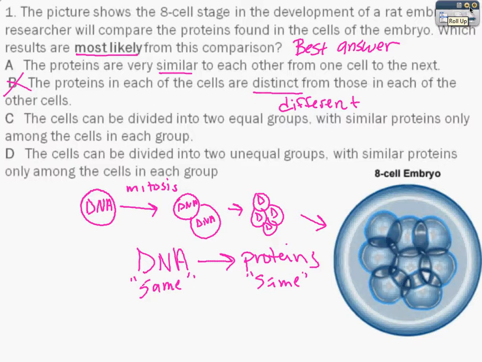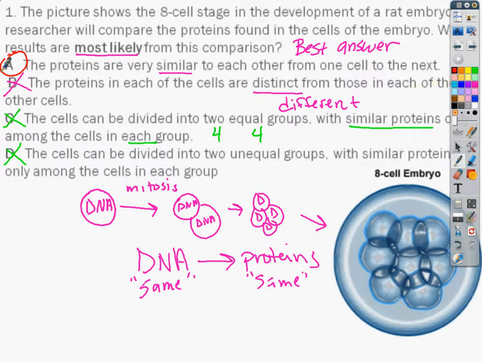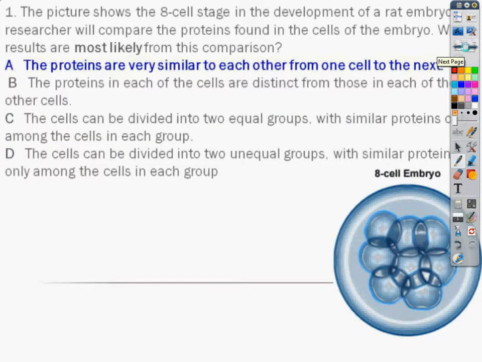The cells can be divided into 2 equal groups with similar proteins only among the cells in each of that group. Well, yeah, we could divide them into 2 equal groups. It could be groups of 4 and 4. But similar proteins only among each group? No. It would be all the cells. Both groups would be the same. So C is incorrect. The cells can be divided into 2 unequal groups with similar proteins only among the cells in each group. Again, all the cells will be similar. And so that comes back and shows us that A is going to be the correct answer.